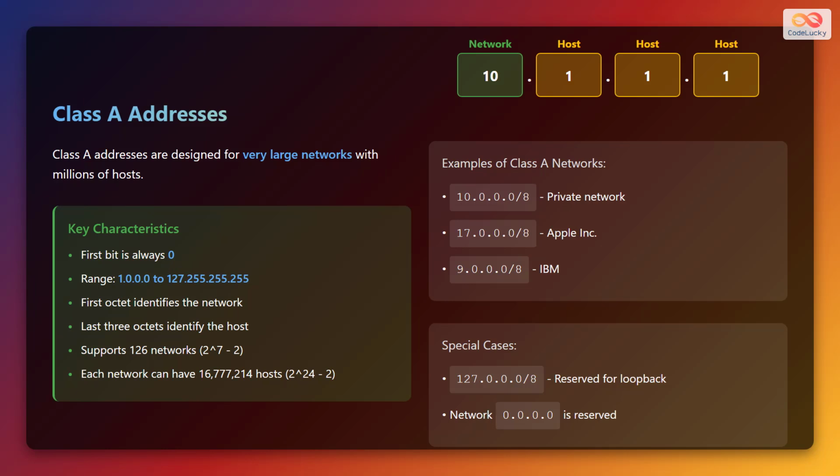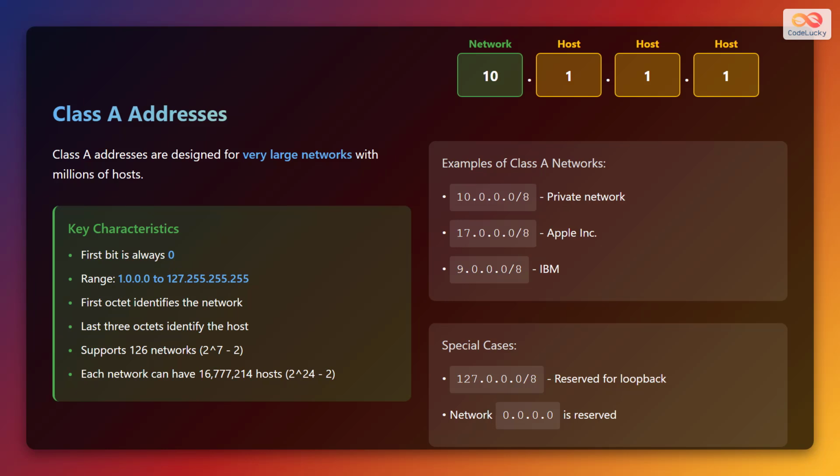Class A addresses were designed for very large networks. The key characteristics are: the first bit is always 0. The range of these addresses is from 1.0.0.0 to 127.255.255.255. The first octet identifies the network, and the last 3 octets identify the host. Class A supports 126 networks, that is 2 to the power 7 minus 2, and each network can have 16,777,214 hosts, that is 2 to the power 24 minus 2.